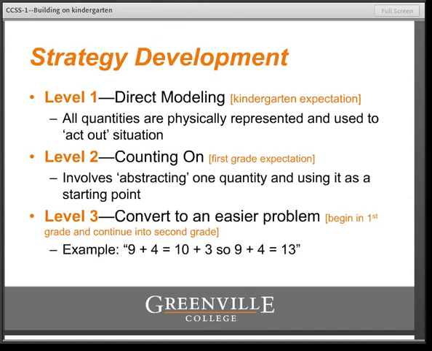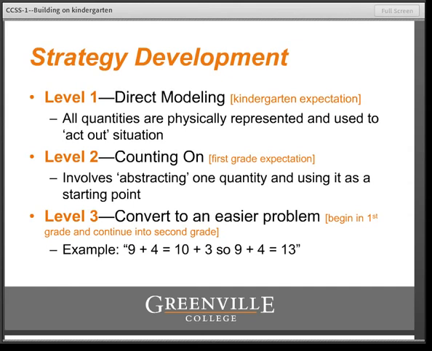Level 2 strategies involve counting on. This is a natural extension from the direct modeling, but it involves abstracting one of the quantities and then moving forward or backward from that quantity without actually representing that quantity physically. The counting on strategy continues to be highly effective even for much older children and adults when the amount to be counted on is simply like 1 or 2 or maybe 3.